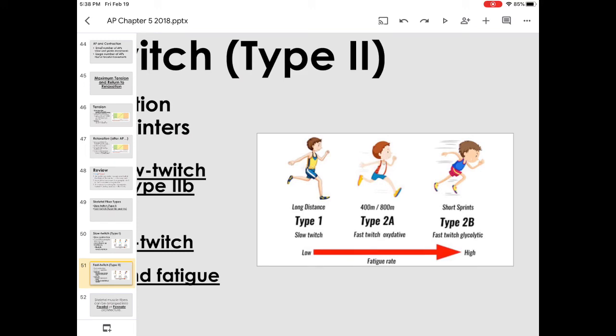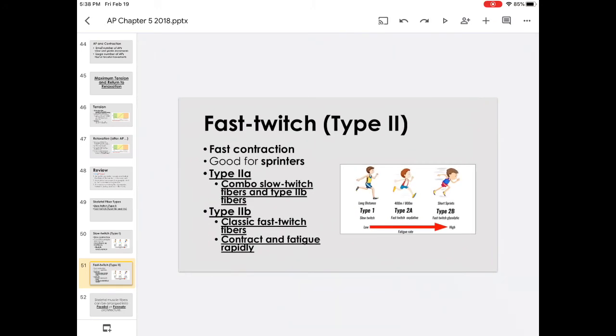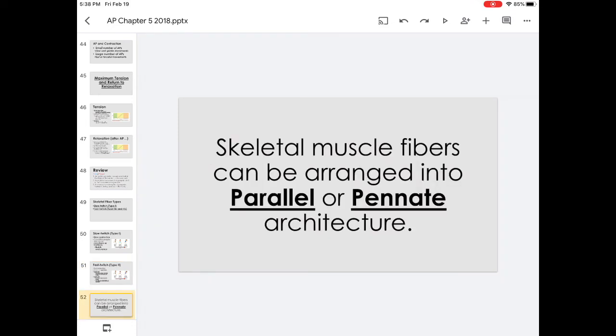So again, type 1, slow twitch, you are able to have more endurance. You can last a longer amount of time. Type 2A is between type 1 and 2B, so you don't get as tired as fast as you would in type 2B. But they're both considered fast twitch, meaning you have a fast amount of contraction happening.